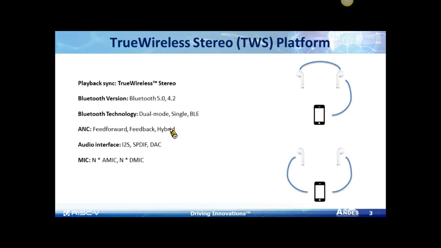Next one is the solution of active noise control supported in the platform. These 3 are the most common algorithms in the market, and hybrid solution is the most complicated algorithm, so it also costs the most computation power of these 3 algorithms. And next, the platform should define what kind of interfaces are included in the platform, for example, SPDIF, ADC or DAC, etc. And you will define how many analog microphones and how many digital microphones will be supported in the platform. These microphones are not only used for calling, but also used for the noise control algorithm.